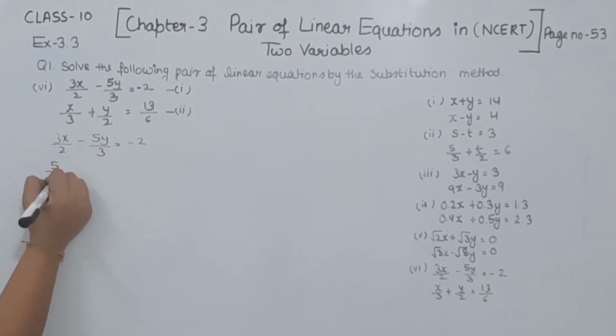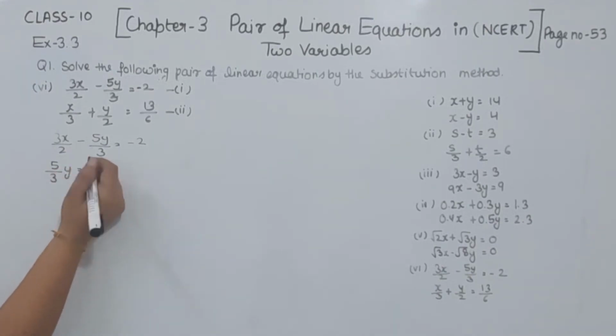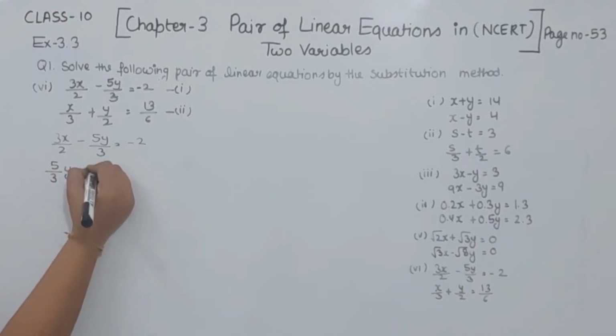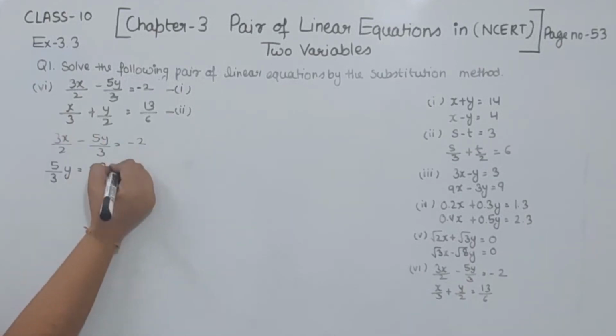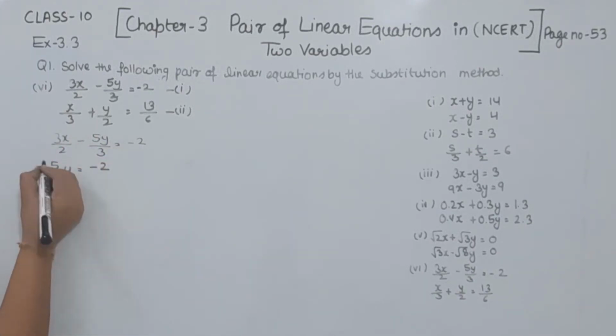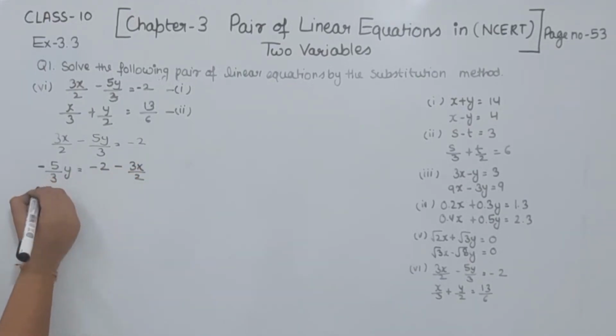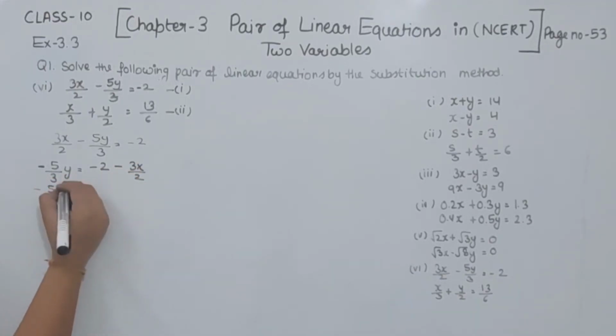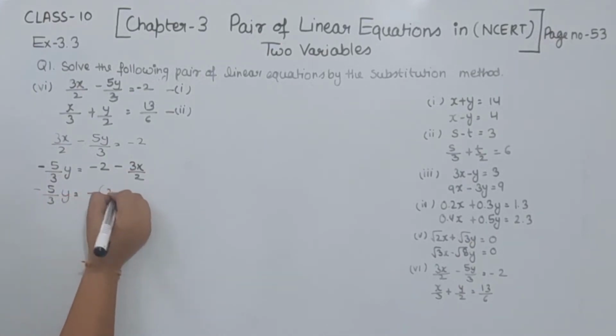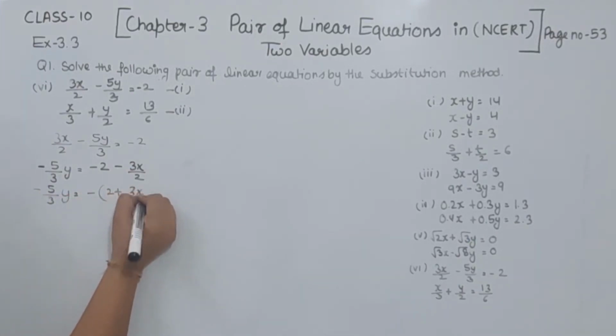Now we have 5 by 3y equal to, here we have minus 2, we are going to transpose this one here. So this will have minus 3x by 2. Now I am going to take the minus as common, so we will have 5 by 3y, and here we will have 2 plus 3x by 2.